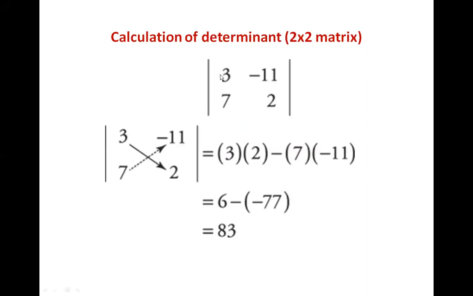Here we can see one example. Suppose this is one of the matrices: 3, minus 11, 7 and 2. These are the 4 elements of this matrix. How do we estimate the determinant? We multiply the first element 3 with its diagonal element 2. Then we subtract the multiplication of the other elements, minus 11 and 7. Likewise, we estimate the determinants, isn't it? So this is the case of a 2 by 2 matrix.